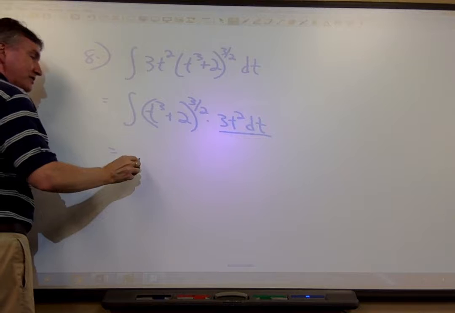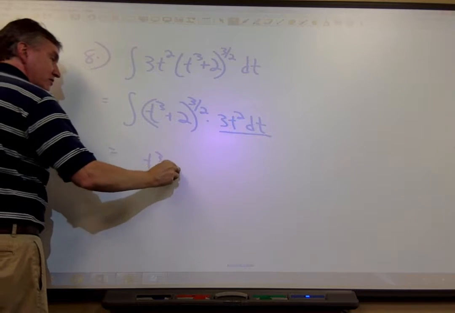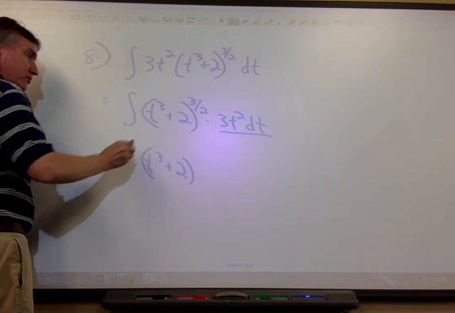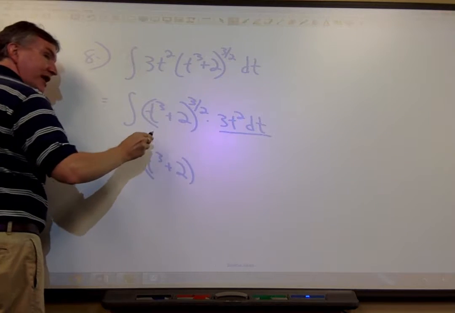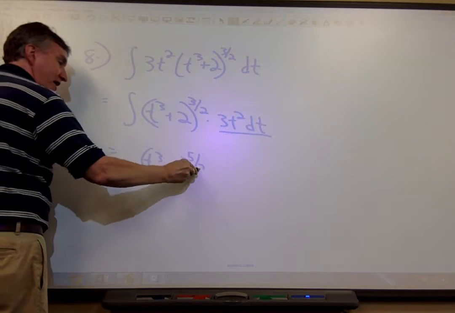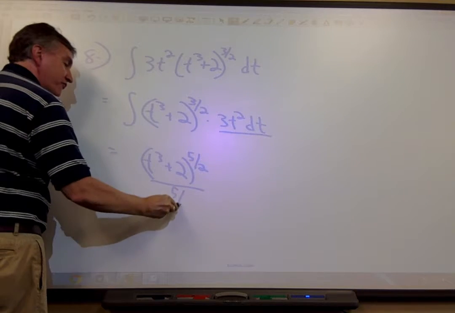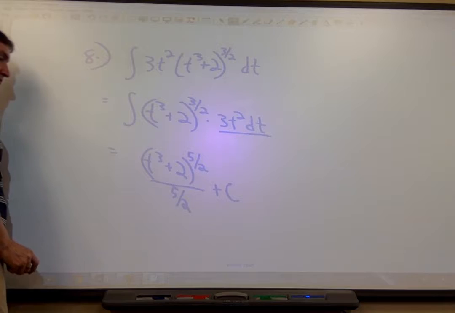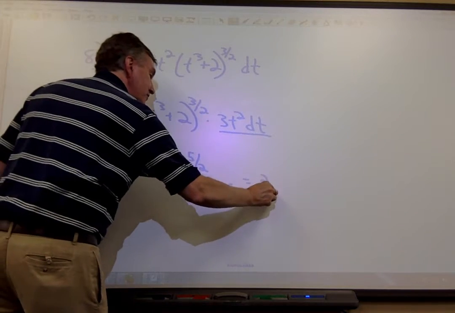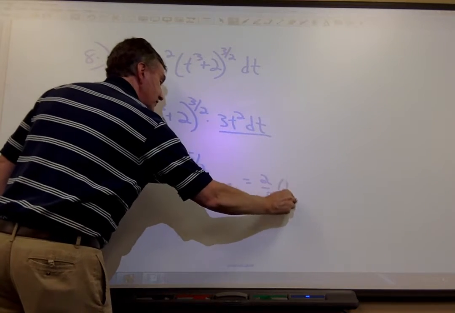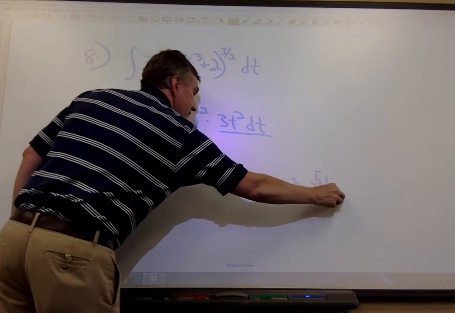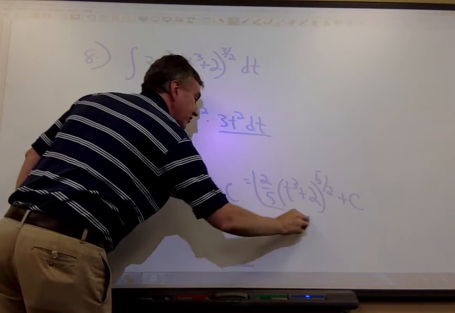What is your antiderivative? To the what power? If I add 1 to that, 5 halves over 5 halves plus c, how would the book write that? 2 fifths. There you go.